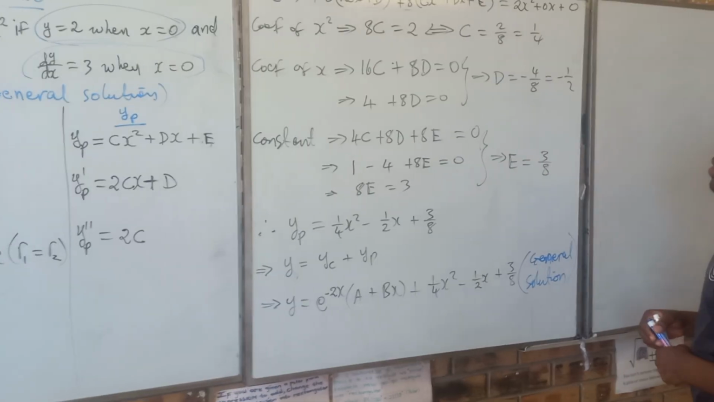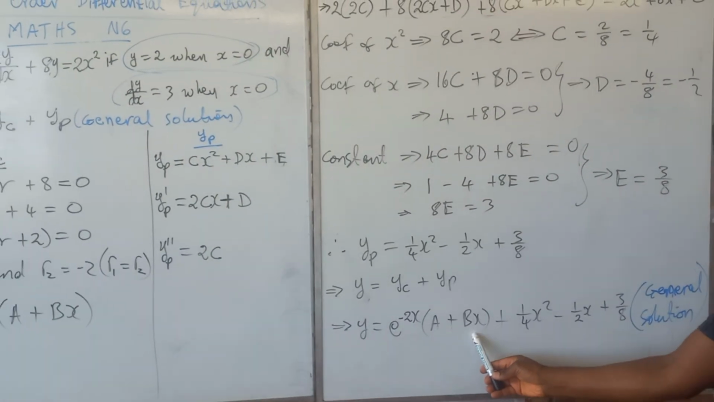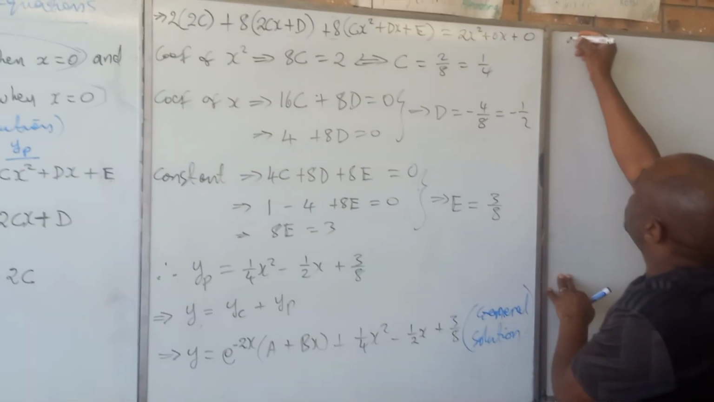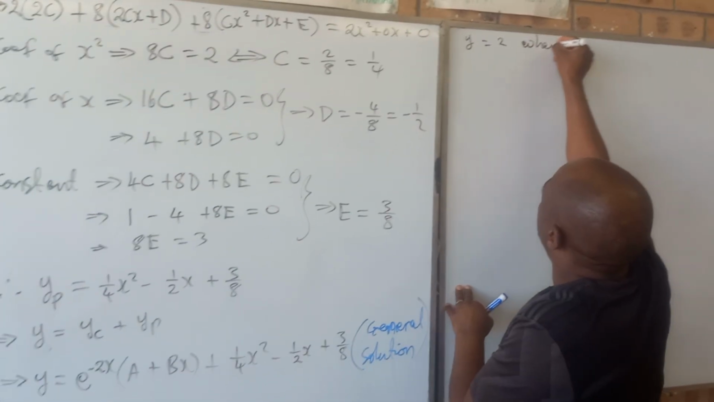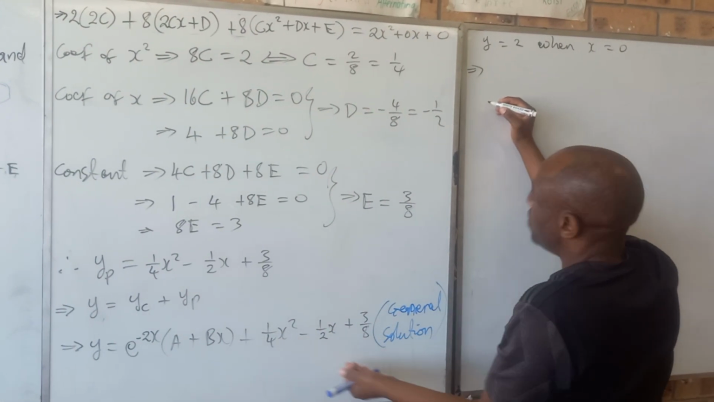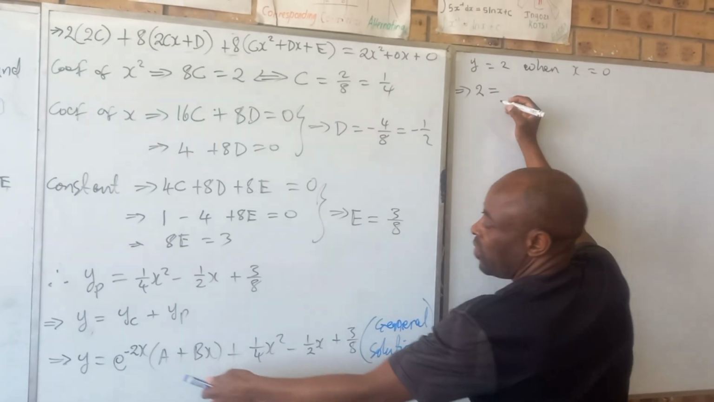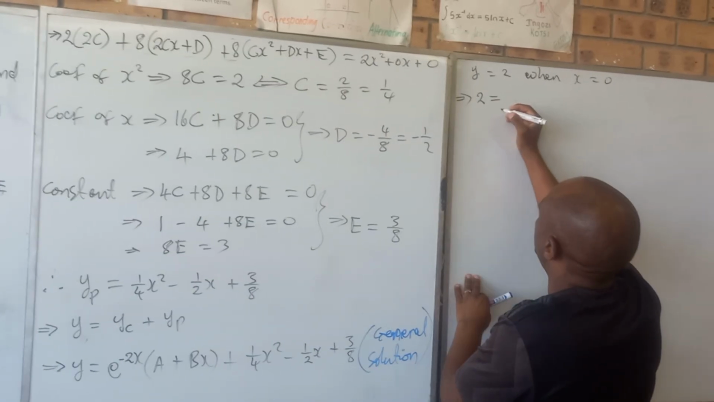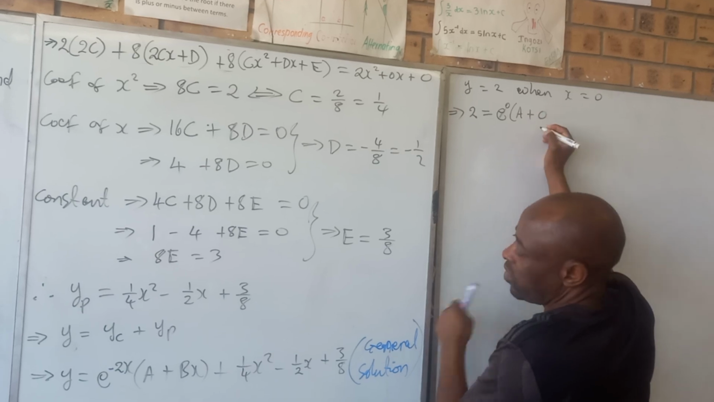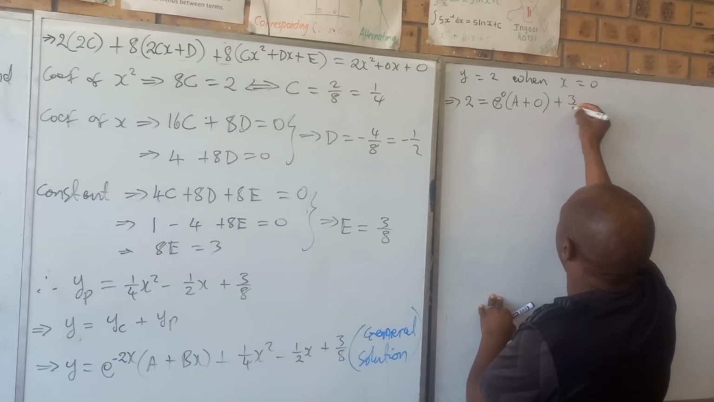So we can now start the journey of the particular solution, which means we need to calculate capital A and capital B using the conditions given in the problem. So the first condition says y is equal to 2 when x is equal to 0. So we are substituting this into the general solution. So y is 2, I'm putting it there. When x is 0, it means e to the power 0 is 1. So let's just put it first, e to the power 0 into A plus 0, because x is 0. Then 0, then 0, then again 3 over 8.